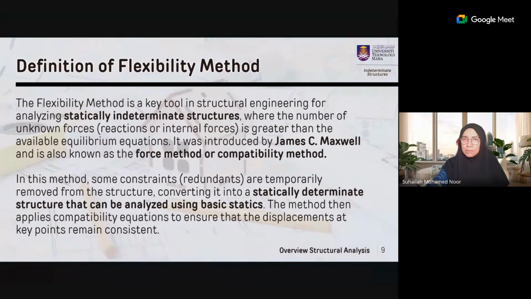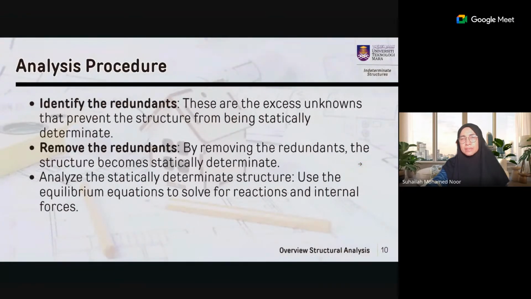Okay, we must understand what a redundant is. We have to choose the right redundant, then we have to remove the redundant. After removing the redundant, the structure becomes a determinate structure. The structure after removing the redundant is called the primary structure, and the primary structure is a determinate structure.